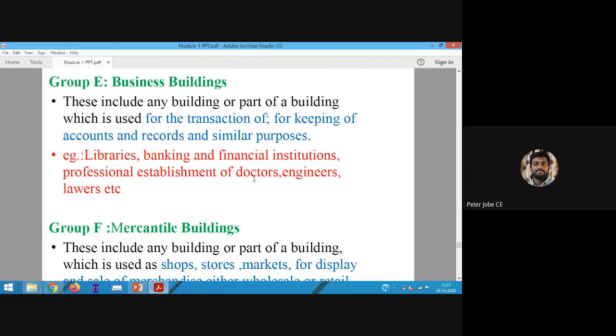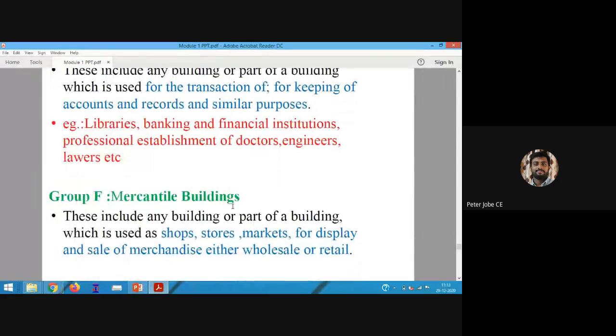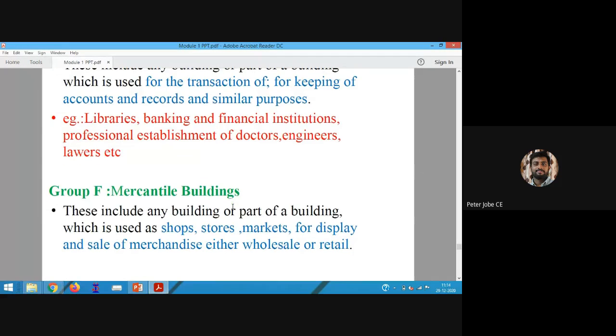And next is Group F building, which is the mercantile buildings. So these include any building or part of a building which is used as shops, stores, markets, for display and sale of merchandise, either wholesale or retail. So this is known as Mercantile Building, which will come under Group F. So what are all those things? Normal commercial buildings like shops, stores, markets, and display and sale of merchandise, wholesale or retail shops, etc. will come under mercantile buildings. This is Group F.